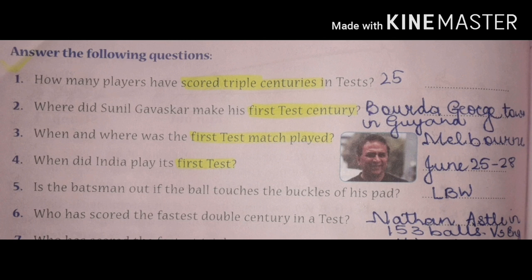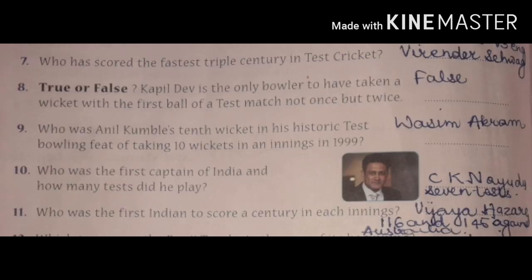Then next, is the batsman out if the ball touches the buckles of his pad? So that is called LBW. Number 6, who has scored the fastest double century in a Test? It is Nathan Astle, in 153 balls versus England. Number 7, who has scored the fastest triple century in Test cricket? That was from India, Virender Sehwag.